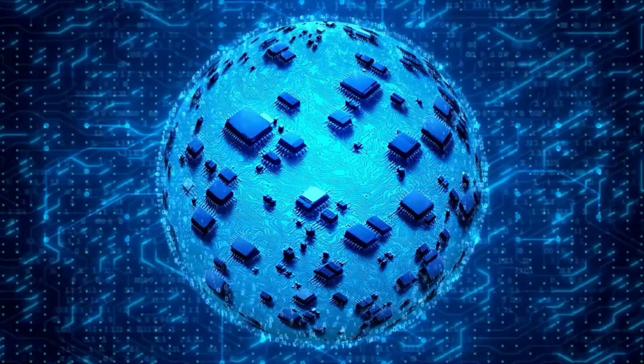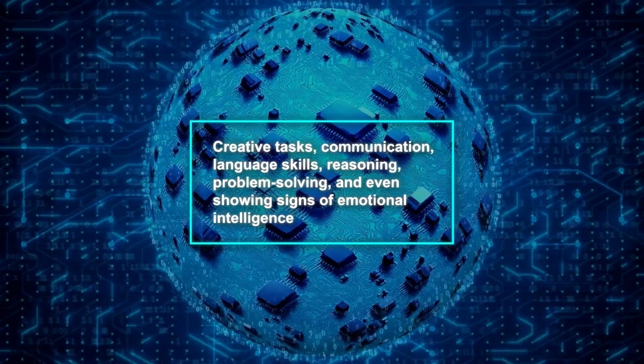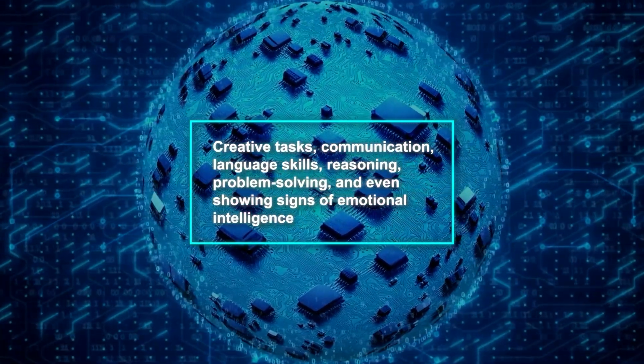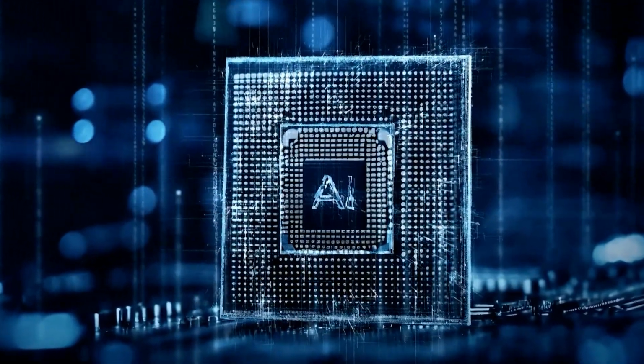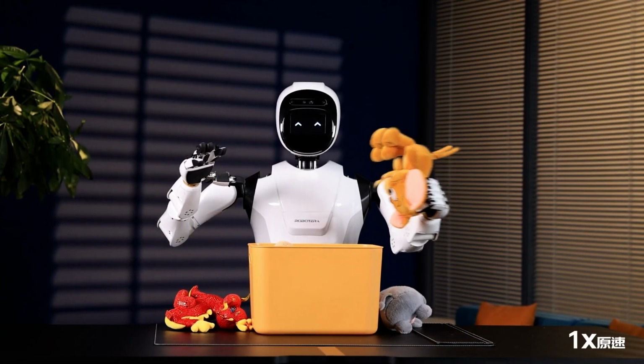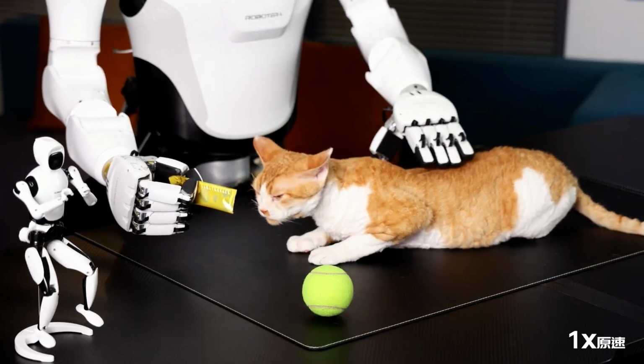But now, with these new AI systems, they're getting good at creative tasks, communication, language skills, reasoning, problem solving, and even showing signs of emotional intelligence. It's pretty wild when you think about it. We're creating machines that are starting to mimic and even exceed human capabilities in areas we thought were uniquely human.